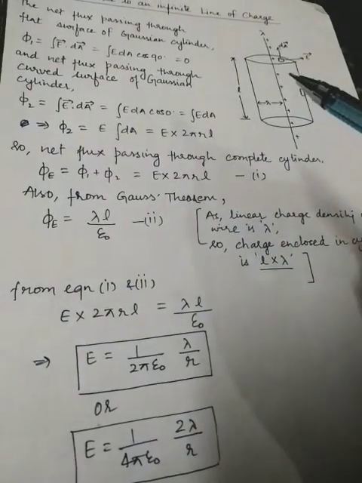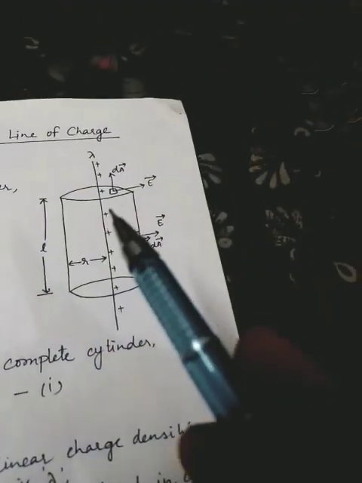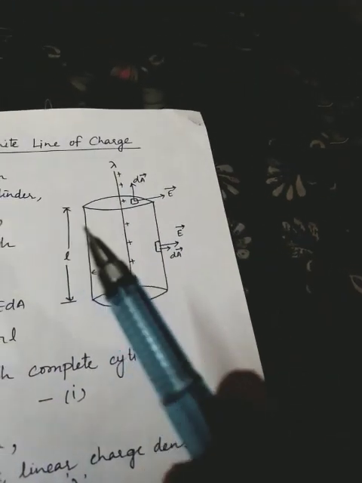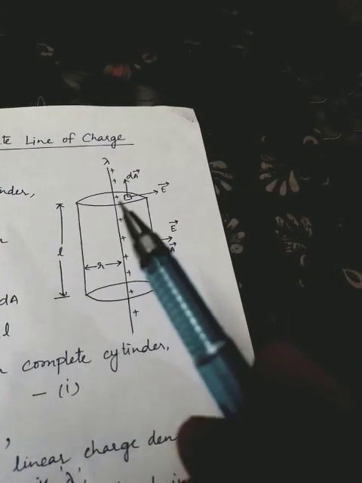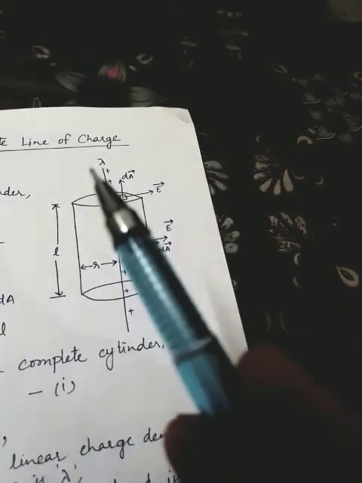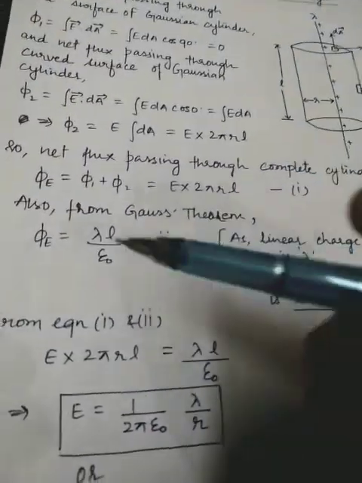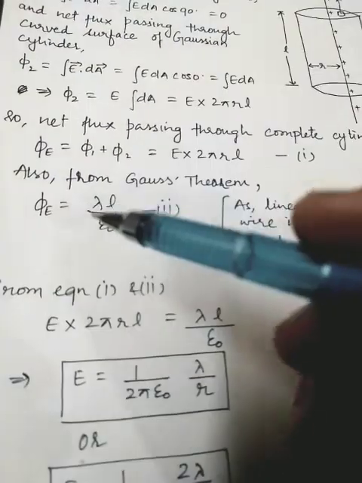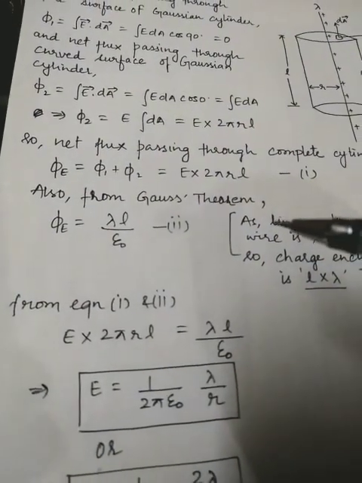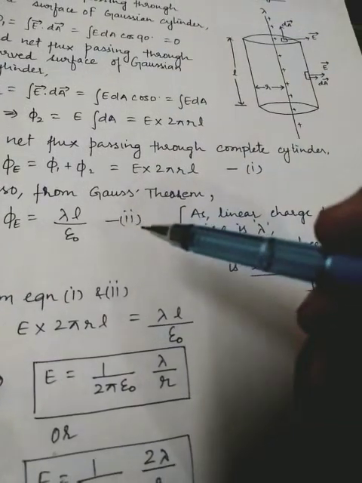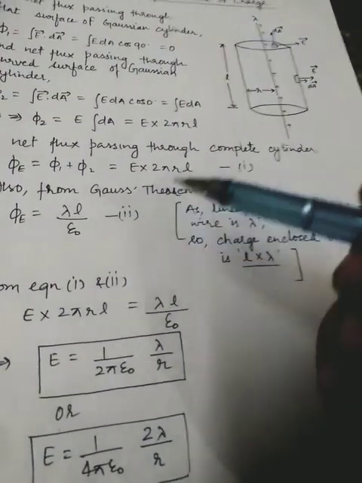As we know, the length of wire which is enclosed inside the cylinder is L, and the charge per unit length of the wire will be lambda. So the total charge enclosed inside the cylinder will be lambda into L. So here the total charge enclosed is lambda L, and lambda L upon epsilon naught will also give you the net flux linked with the Gaussian cylinder. It is marked by equation number second.